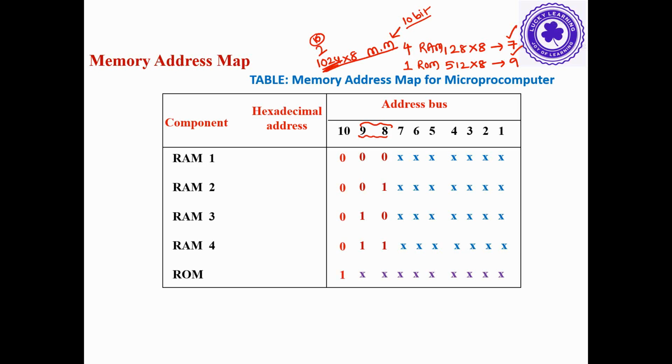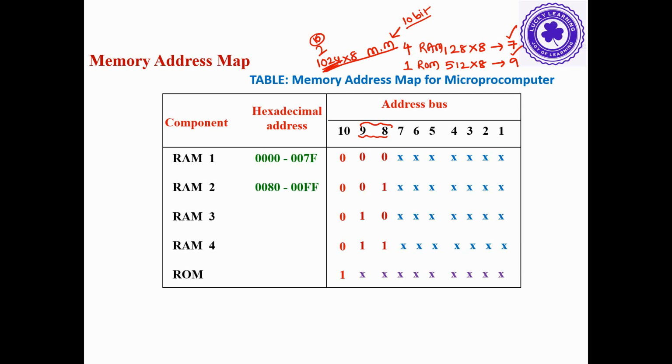Now this will be used for addresses. Like RAM 1 specifies 0 to 127. This one I am representing in hexadecimal format, that is 4 zeros and 007F, representing the 0 to 127 addresses.